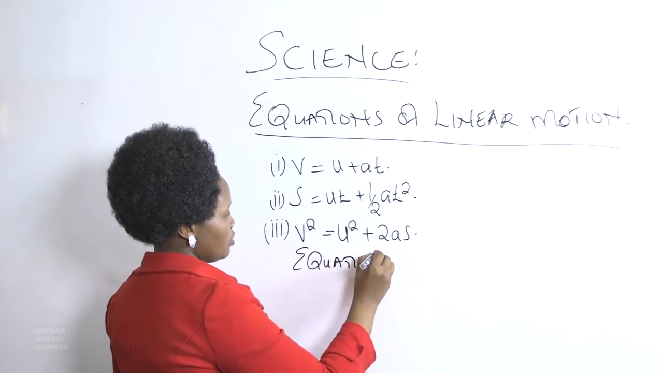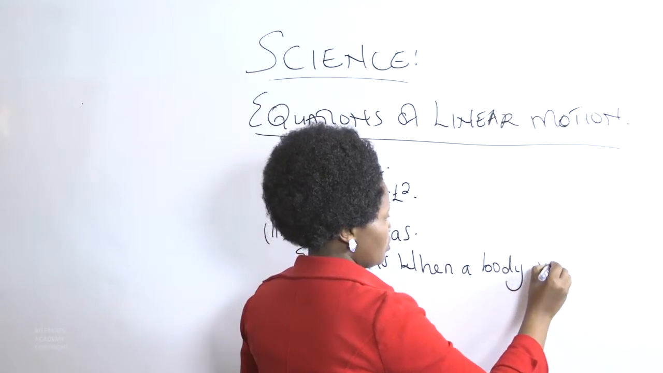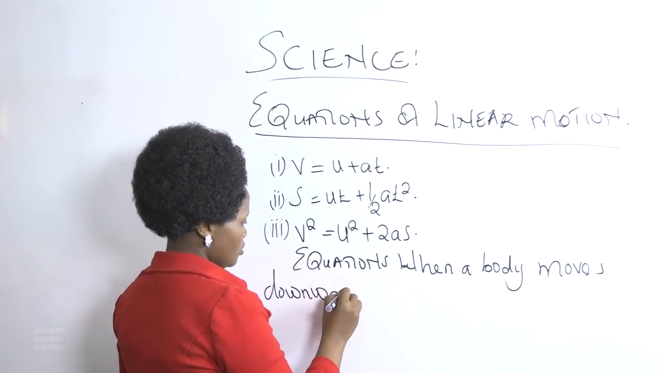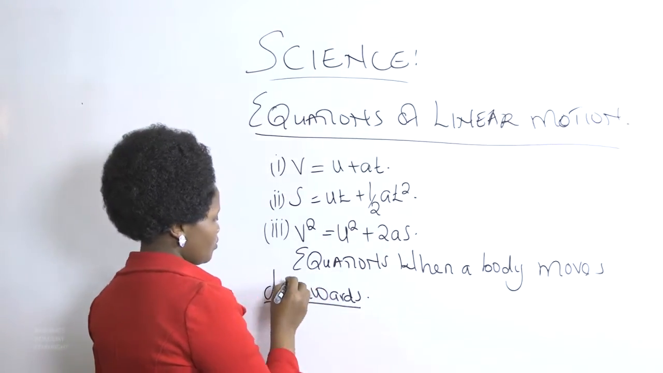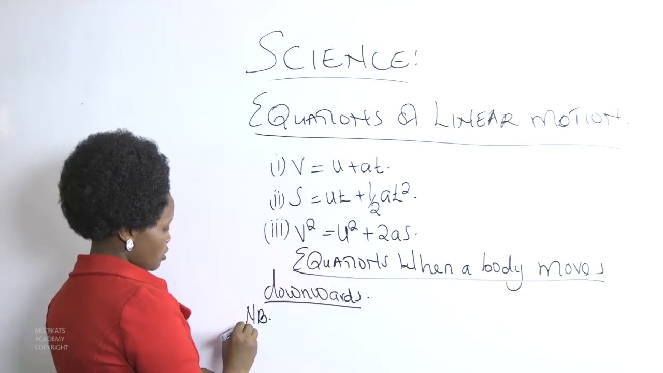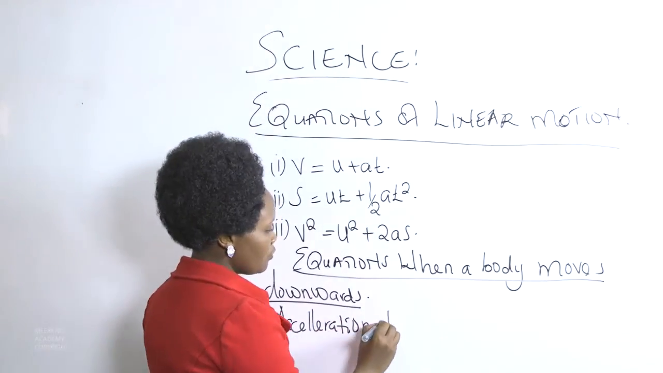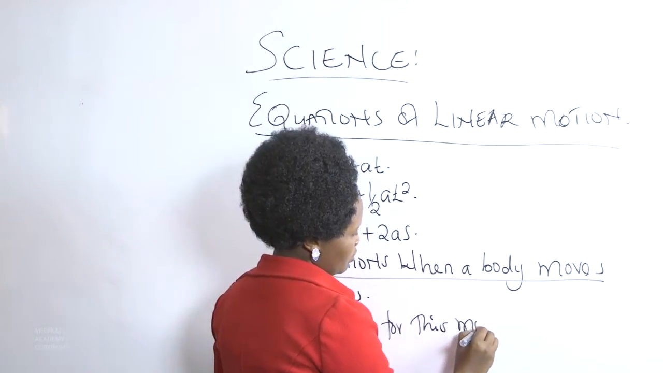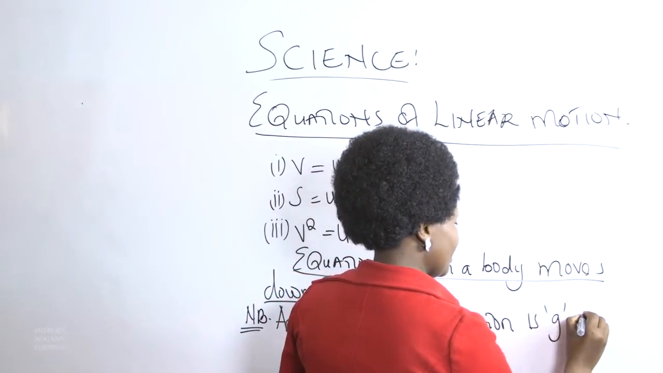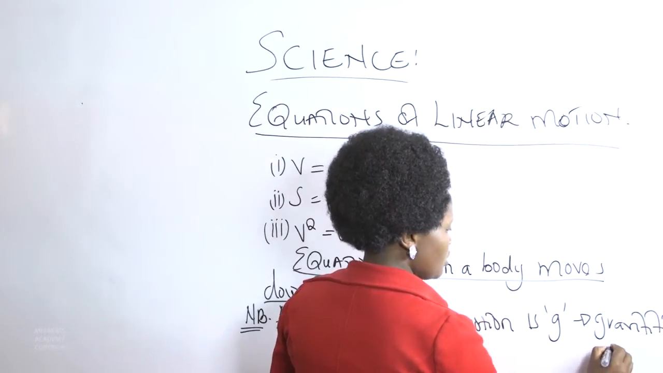Now, we want to use these equations to derive equations of free fall, and we start with equations when a body moves downwards. When a body moves downwards, we have to note that acceleration for this motion is g, that is gravitational acceleration.